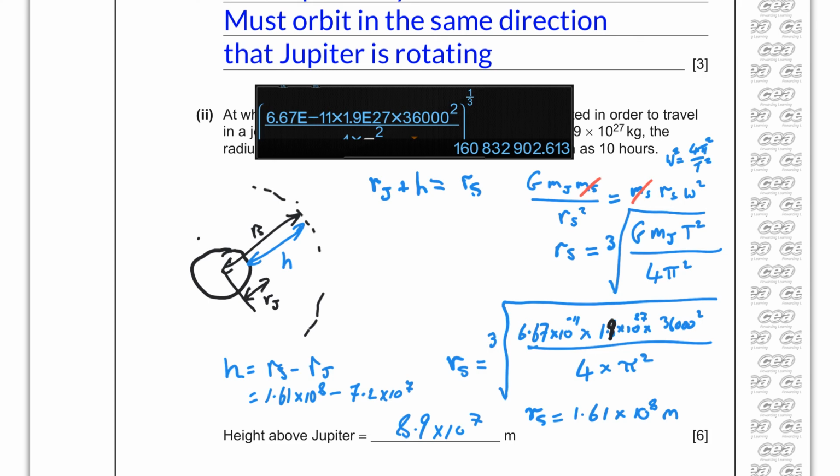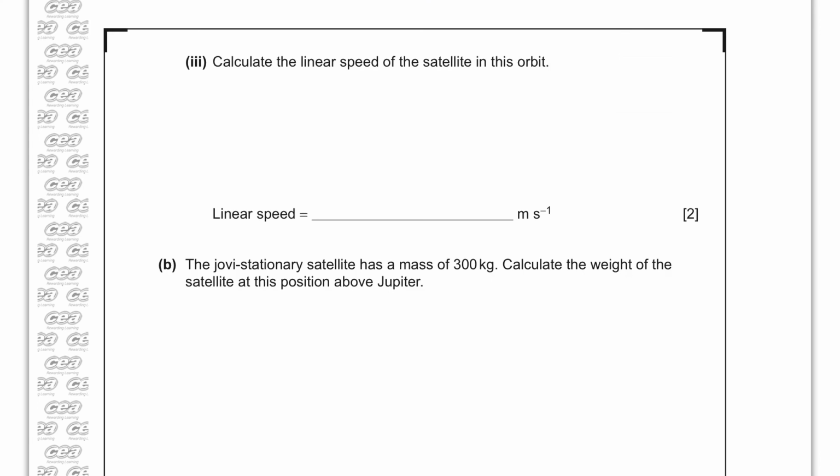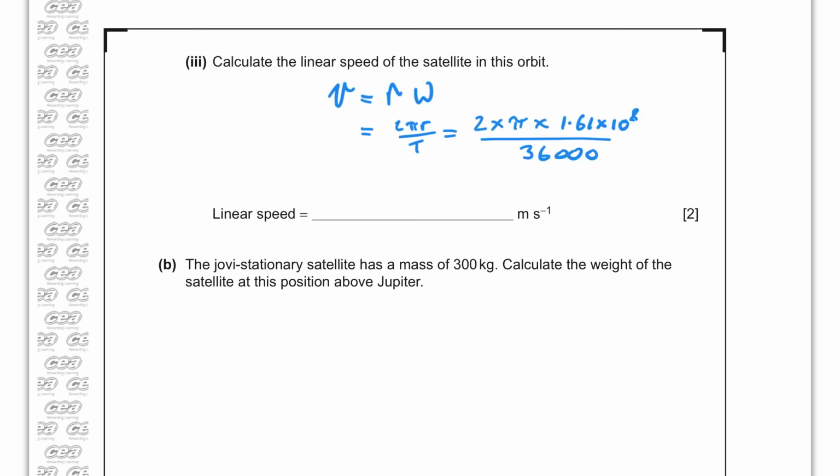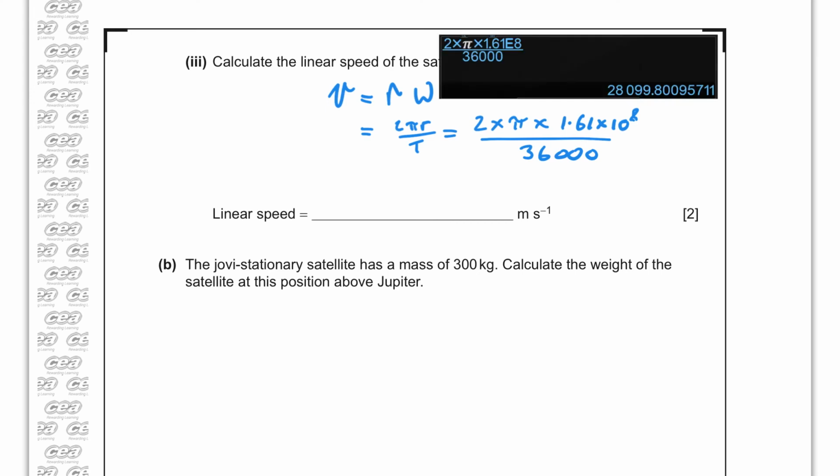Okay, and there are a lot of marks for this, but there are a lot of bits. So be careful. We can all make mistakes. Part 3, calculate the linear speed of the satellite. Well, there's loads of ways of doing this, but you could probably go for v equals r omega at this point. So subbing into that gives us that.